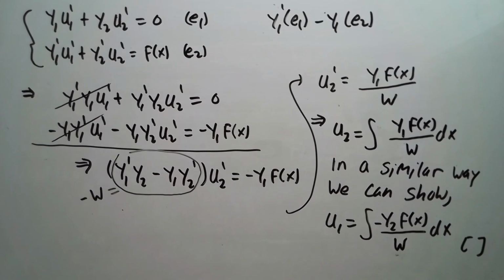Okay. So that's what we're trying to show. We found our u2 is this, and our u1, that's what the theorem was saying it should be. So we're done, so let's leave it there.